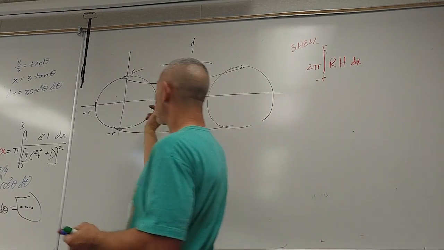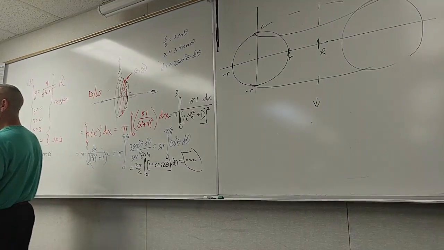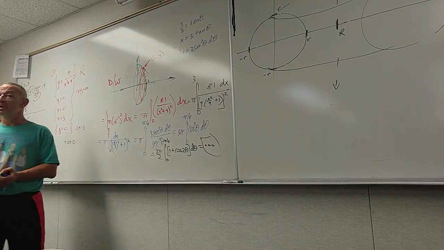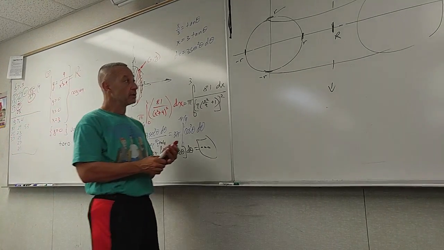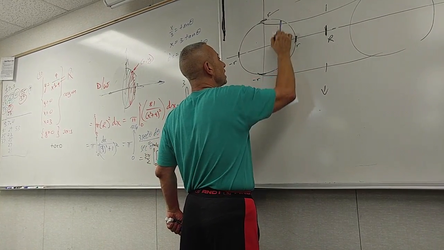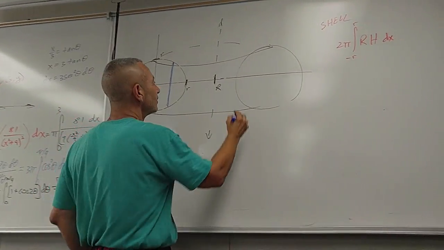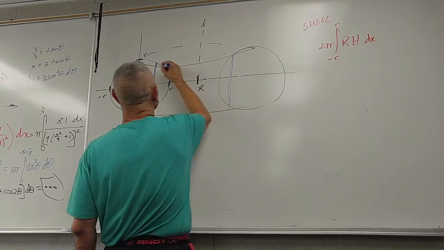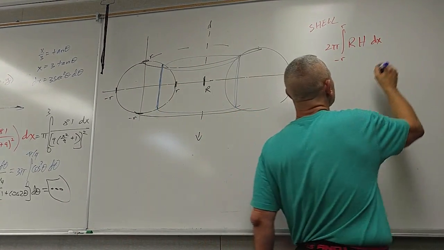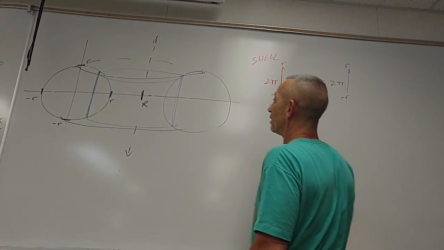So somewhere from minus r to r, I need to pick an x and draw a line segment there. I ought to pick an x that's easy. I think I'd prefer to pick an x that's in the positive region. So I'll pick this x, and I will rotate that infinitely thin line segment. Notice how it's infinitely thin? So I want to know what's the radius and height of that. All right, 2 pi integral from minus little r to plus little r.